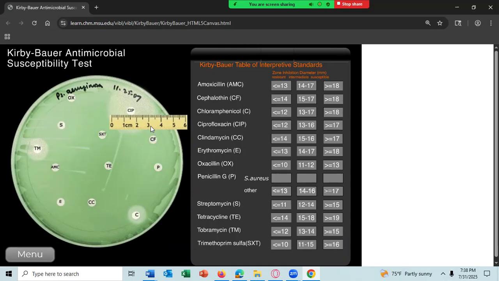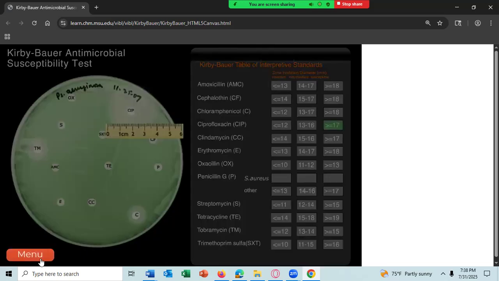Let's go ahead and measure this one. CIP, that's about 43. Let's go down just a little bit. Oop, not lined up. About there, maybe a little more. So maybe 41, 42 for CIP. So definitely over 17 and it's green.